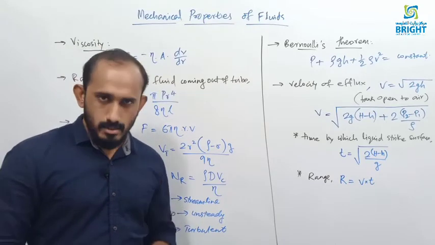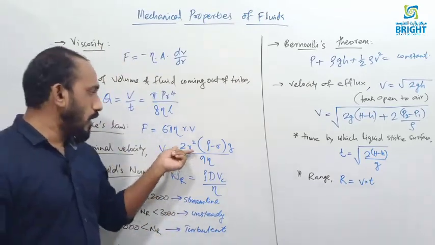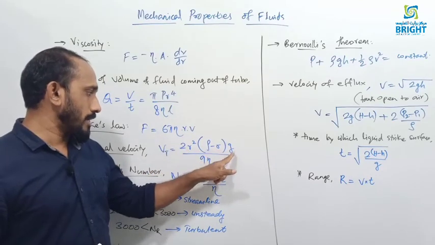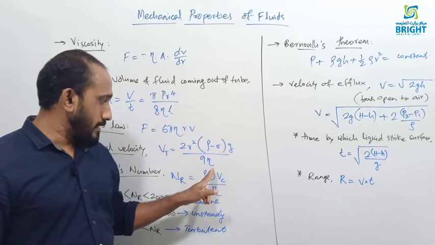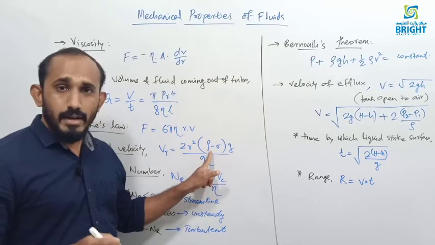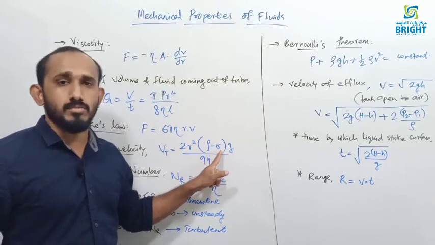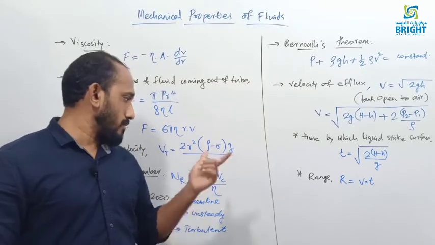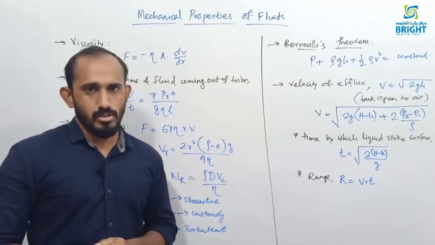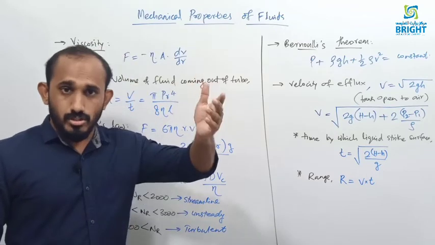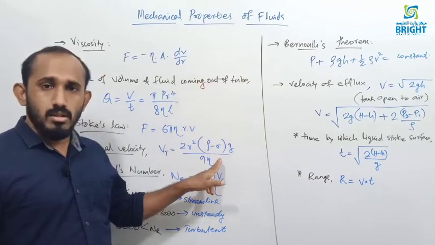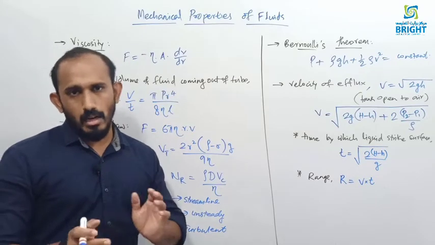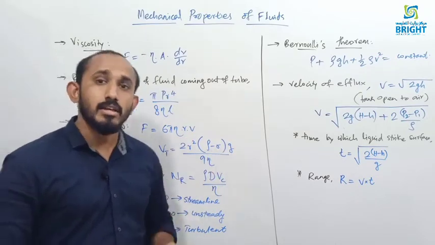At that, terminal velocity can be given by 2r square, r is the radius of the body, (rho minus sigma) into g by 9 eta. Eta is the viscosity, rho is the density of the substance and sigma the density of the fluid. Terminal velocity also we can get from this concept. The eta concept, you have to use it. So higher the viscosity, lesser will be the terminal velocity, if all other terms are kept constant.